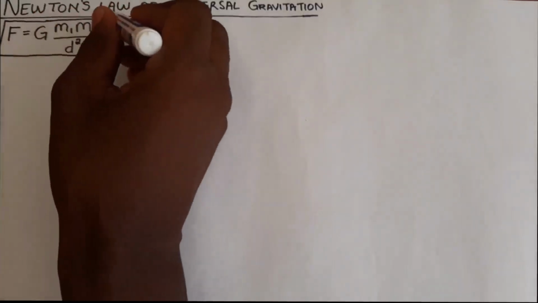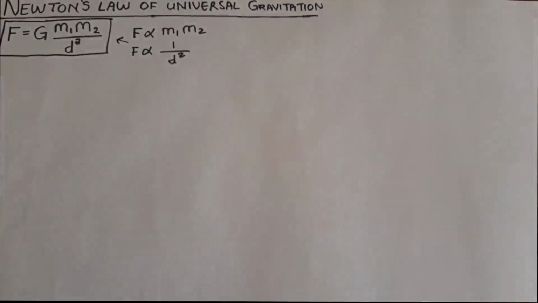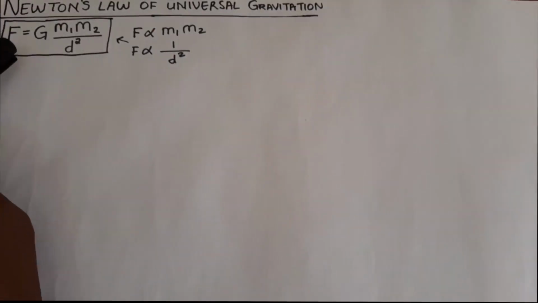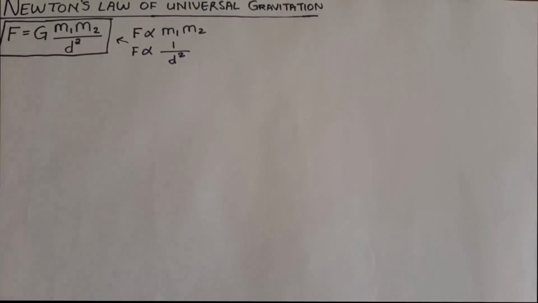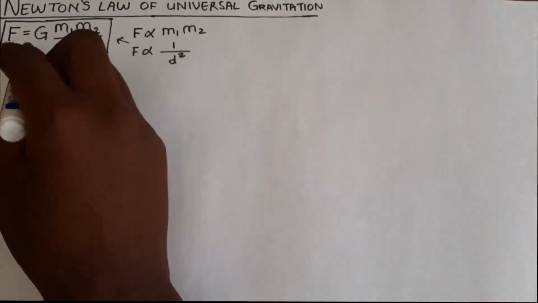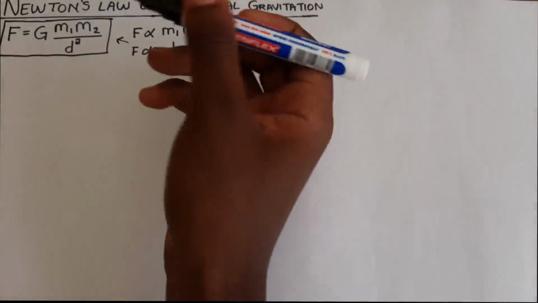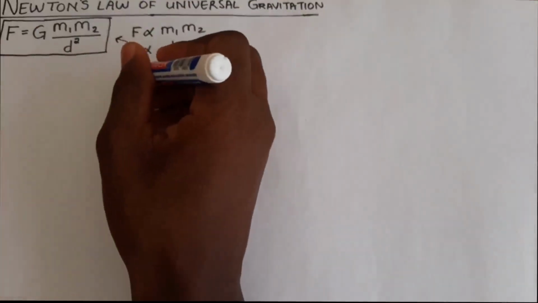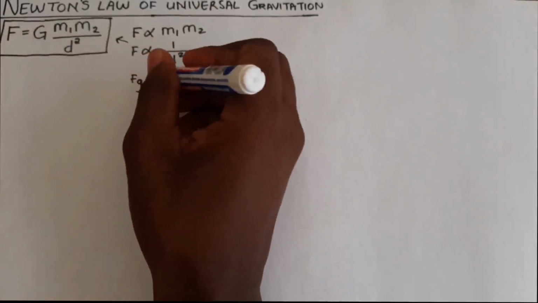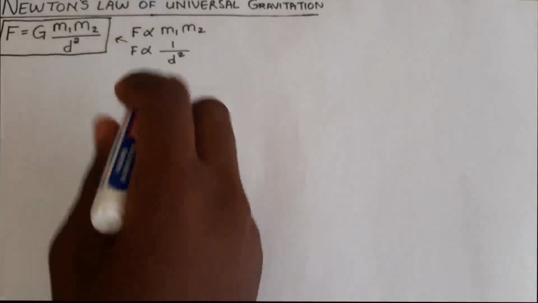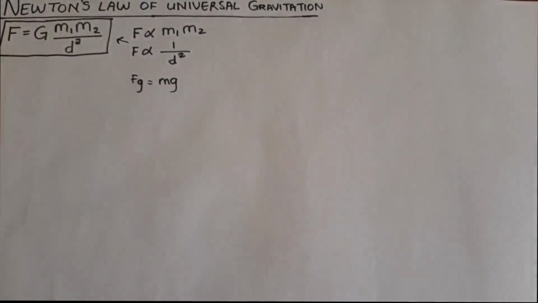So again, guys, so that I don't forget to tell you this vital stuff, this formula is also the same as this formula, because this is the gravitational formula. Fg is equal to mg. This is determining the gravitational force as well as the weight.